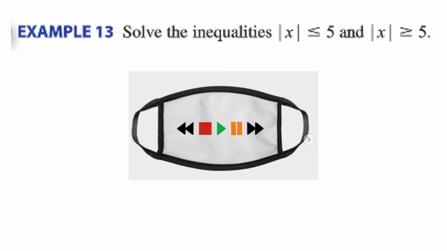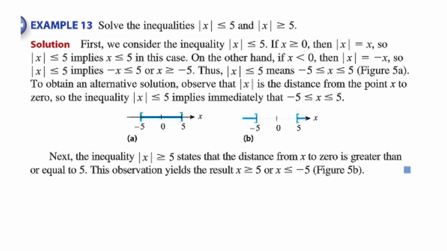Here we're to solve the inequalities. When is the absolute value of x less than or equal to 5 and the absolute value of x greater than or equal to 5? You know what to do. Let's see how you did. So we see that whenever you have the absolute value of x being less than or equal to 5, you're between minus 5 and 5. And whenever the absolute value of x is bigger than or equal to 5, you are between minus infinity and minus 5, including that point, and 5 and plus infinity.